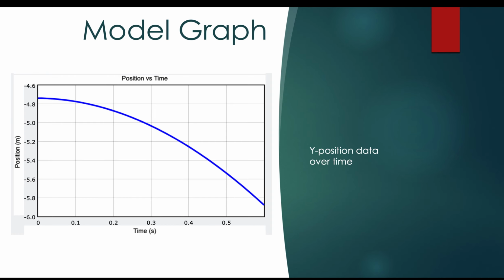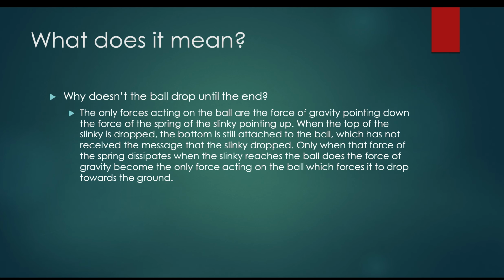This model graph shows the y position of the ball as time progresses. We can see that the ball drops over time, so it starts first a little bit stationary until the slinky falls to the bottom. Once the slinky falls all the way to the bottom and that force of the spring is no longer felt, it dissipates all the way down, then the ball starts dropping, and that's what we can see here, the y position of the ball dropping over time.